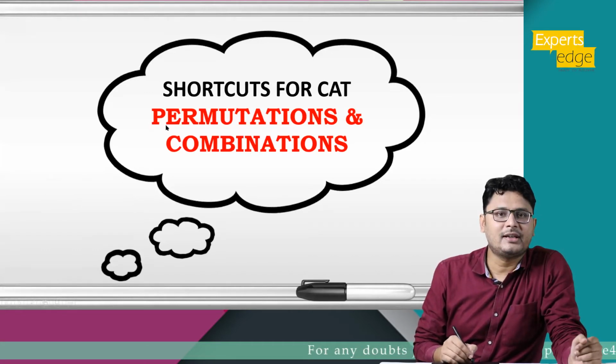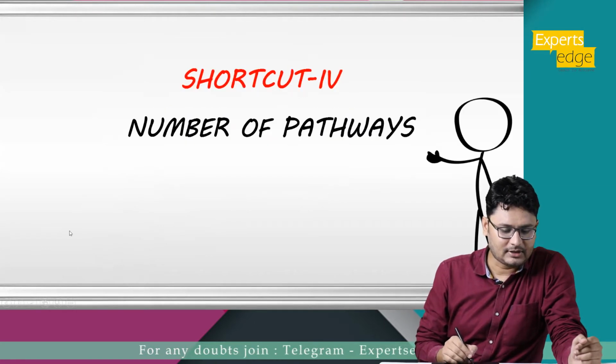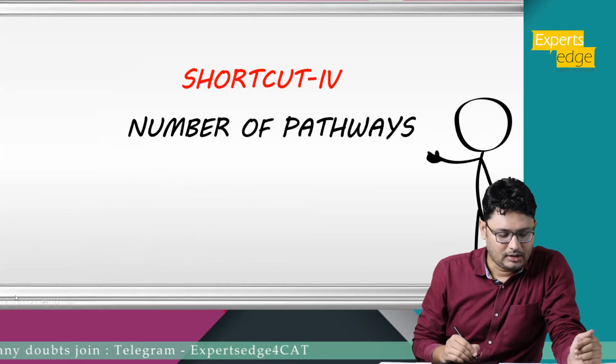The topic we are dealing with is permutation and combination. The topic for today, our first session for the shortcuts, is the number of pathways or routes. Let me give an example and then we'll solve the question.